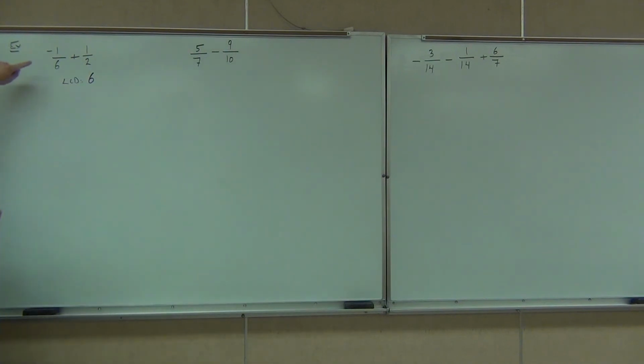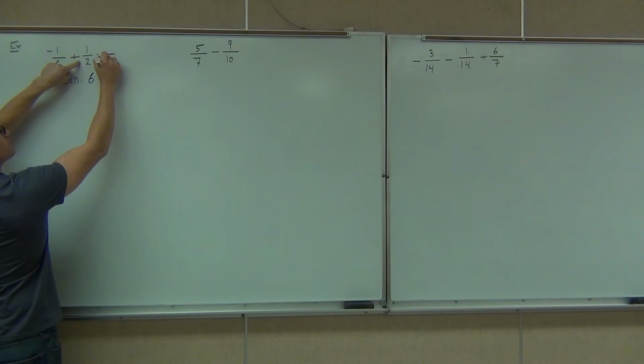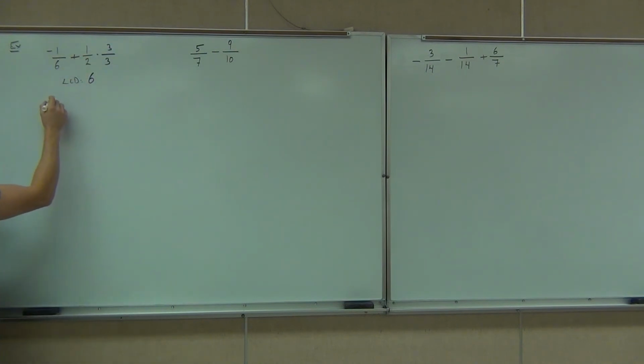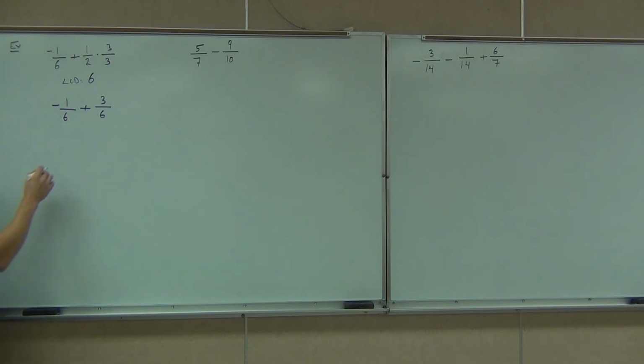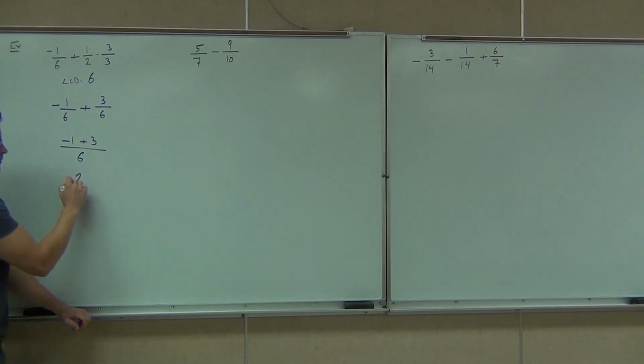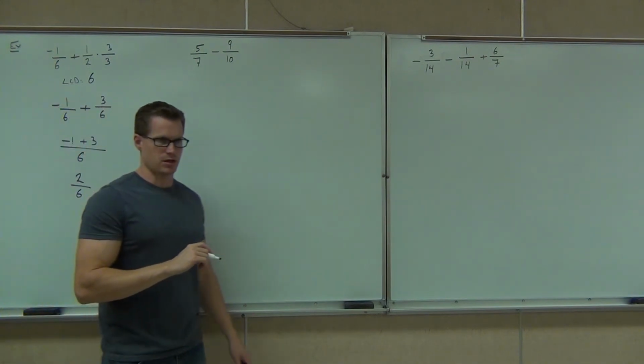Folks, do I need to multiply this fraction by anything? No. How about this fraction? Yes. By three. So we're going to get negative 1/6, that's from here, plus 3/6. We're going to write this as one fraction first. Our denominator is 6, we have negative 1 plus 3. What's negative 1 plus 3? 2. And 2 sixths gives us? 1/3. You get 1/3 out of that.